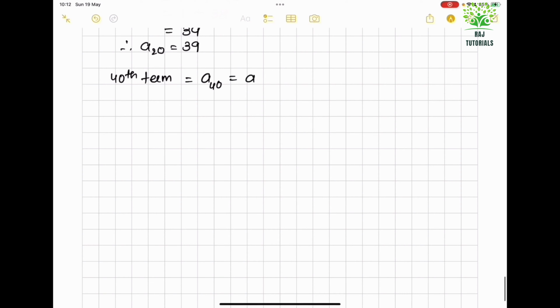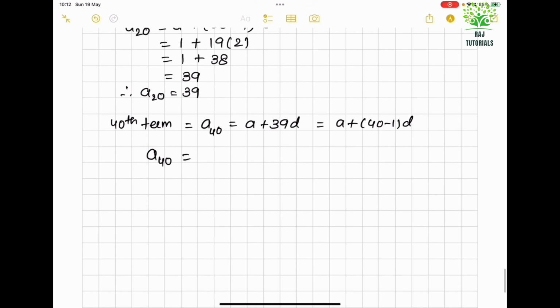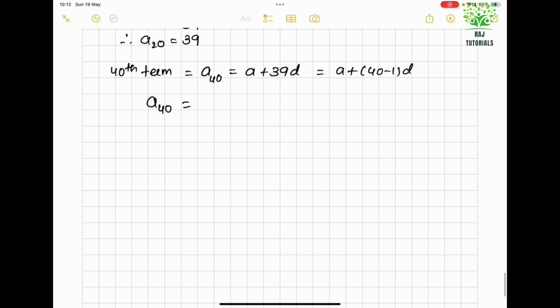Now, if I want to find the 40th term, A40, that will be A plus 39D. How did I get this? See, A plus 40 minus 1 D. I did this directly orally and I came to that. So now if I want A40, A was what? 1 plus 39 into 2 because D is 2. So 1 plus 78.